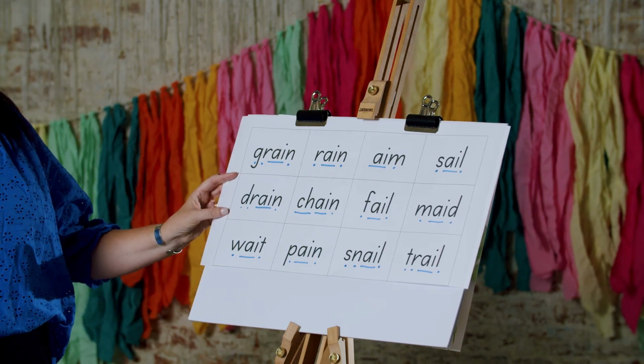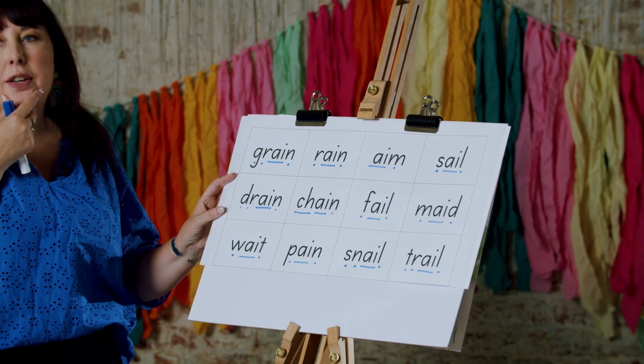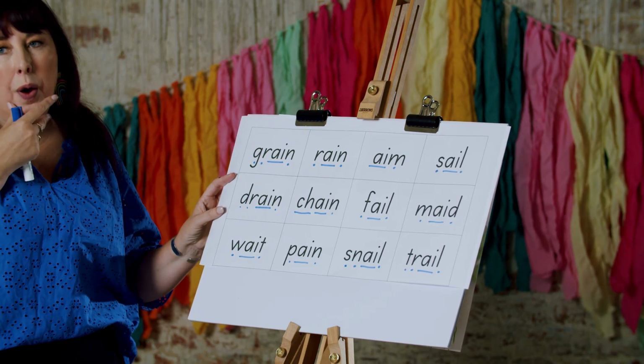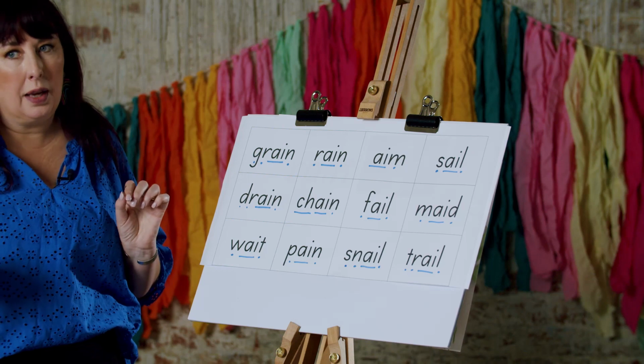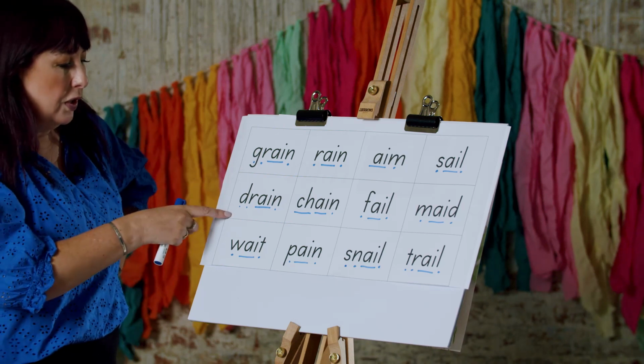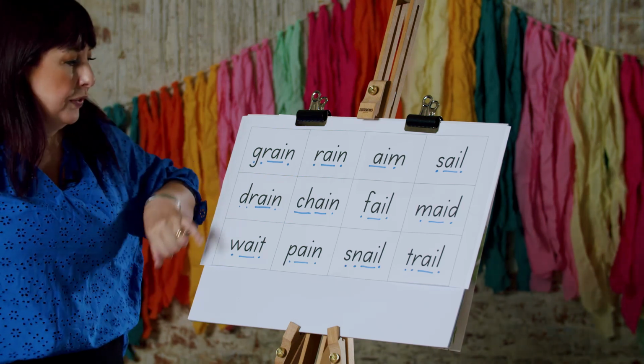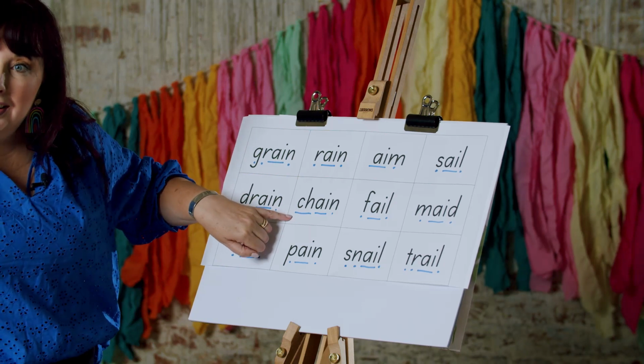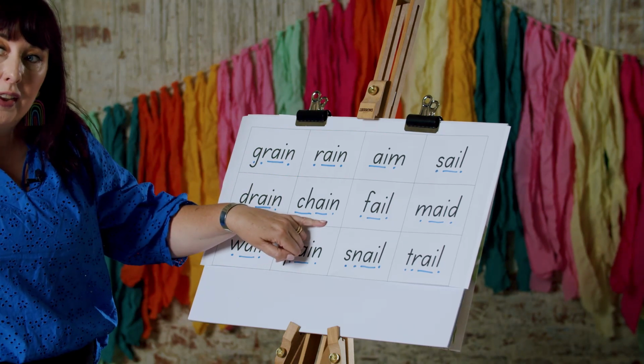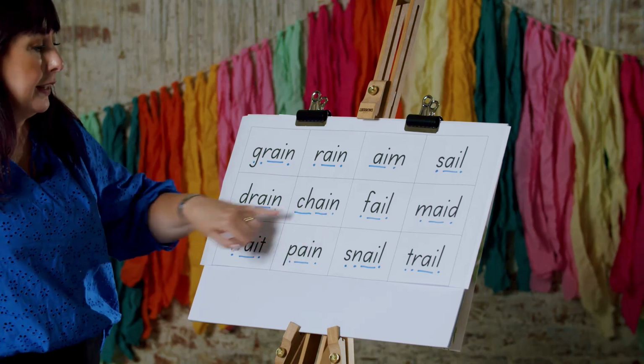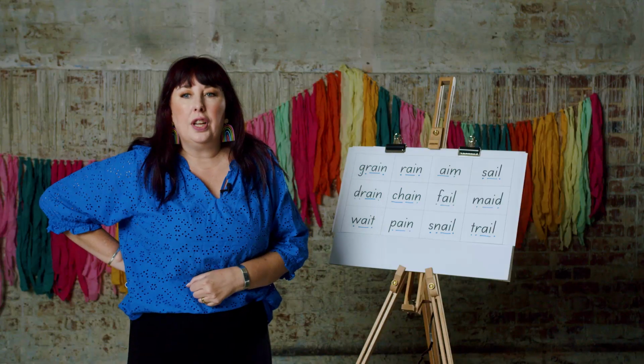Have a look on the second line. Can you find something that I might do to my gate? I might put on my gate so my dogs can't escape. So is it a drain? Can't put a drain on the gate. Chain? Yes, I think I could put a chain on the gate if I didn't want the dogs to get away. That makes sense. Good job. I'm going to let you do the last one.